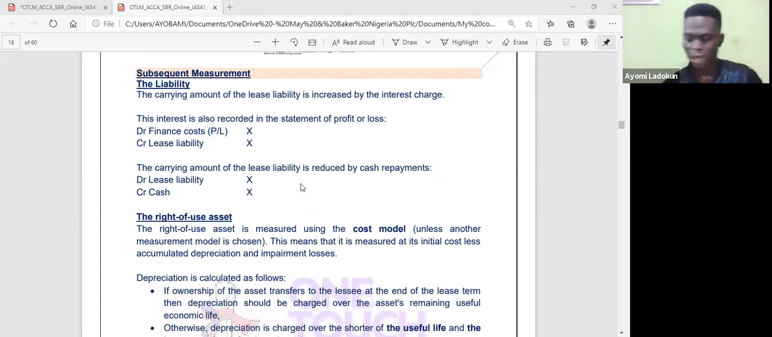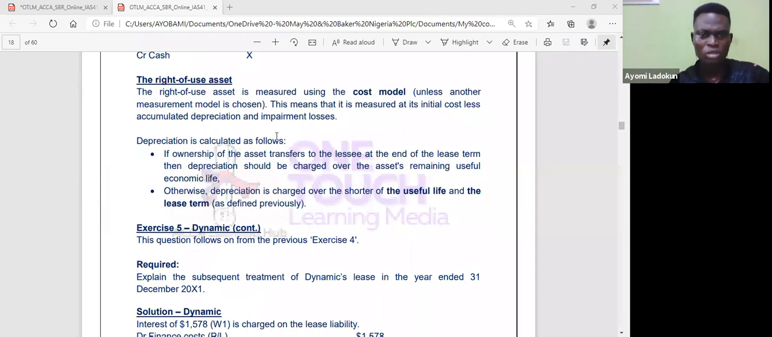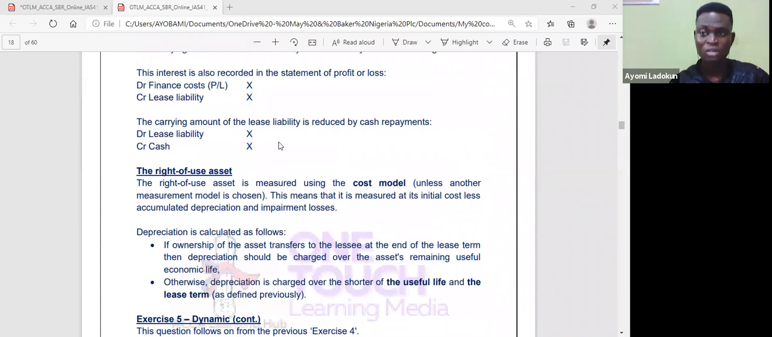Okay, so I just have in my head that on subsequent measurements, the carrying amount of lease liability will increase by interest charges: debit P or L, then I credit lease liability. Then the carrying amount of lease liability is reduced by cash payments: I debit lease liability and I credit cash. It's as simple as that. So before we look at the second question, we're going to use that same question to demonstrate subsequent measurements, okay?